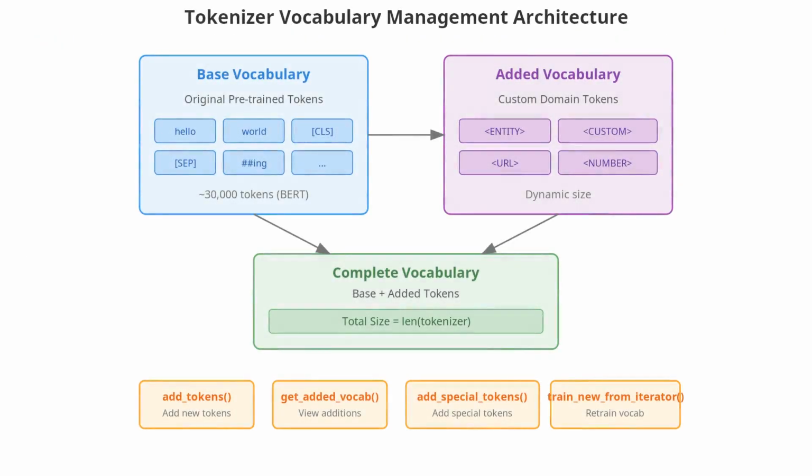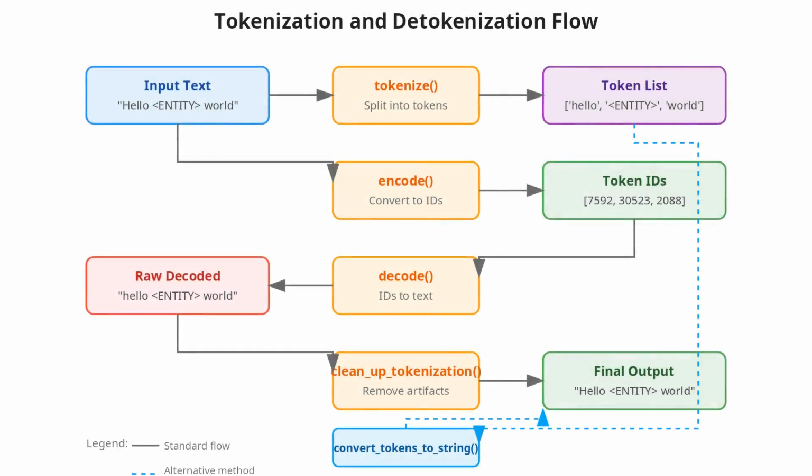Let me show you the architecture overview. This diagram illustrates the overall structure of vocabulary management in tokenizers, showing how custom tokens integrate with the existing vocabulary and how the tokenization pipeline processes them. Now let's look at the tokenization and detokenization flow. This visualization shows the complete process of how text gets converted to tokens and back, including where our custom vocabulary additions fit into this pipeline.